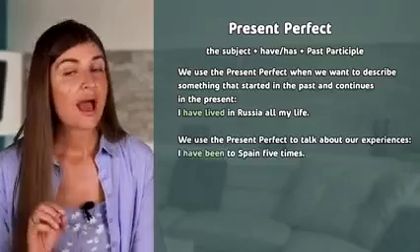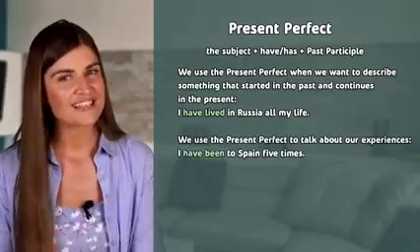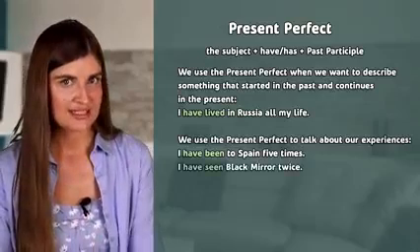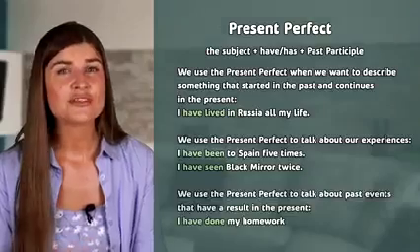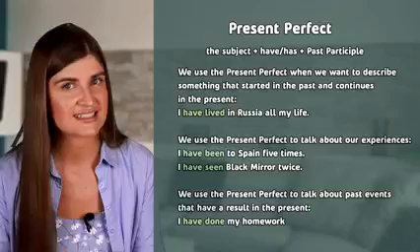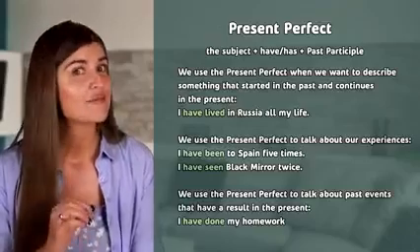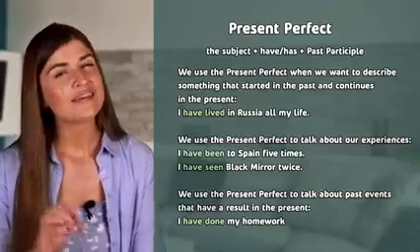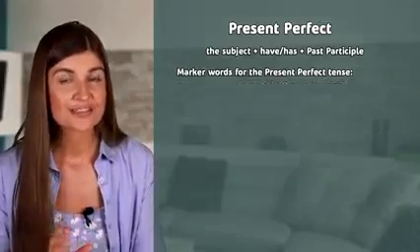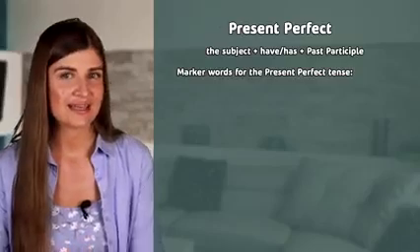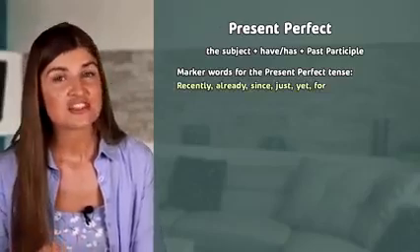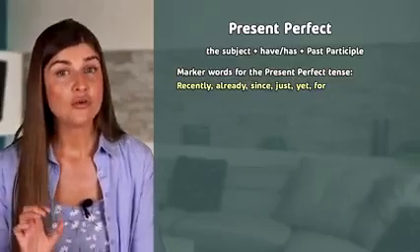For example, I have been to Spain 5 times. I have seen Black Mirror twice. And finally, we use the present perfect to talk about past events that have a result in the present. I have done my homework. We have marker words for the present perfect tense like recently, already, since, just, yet, and for.